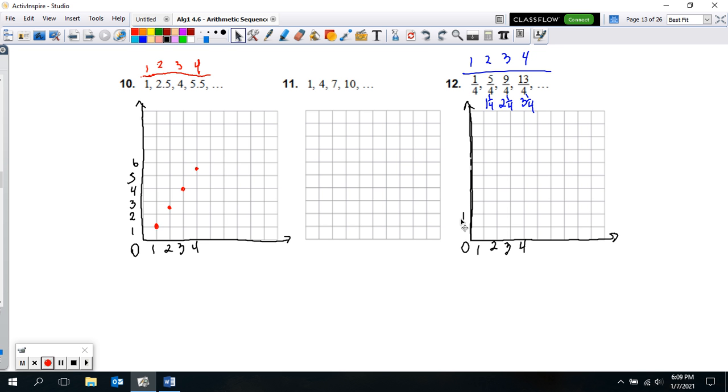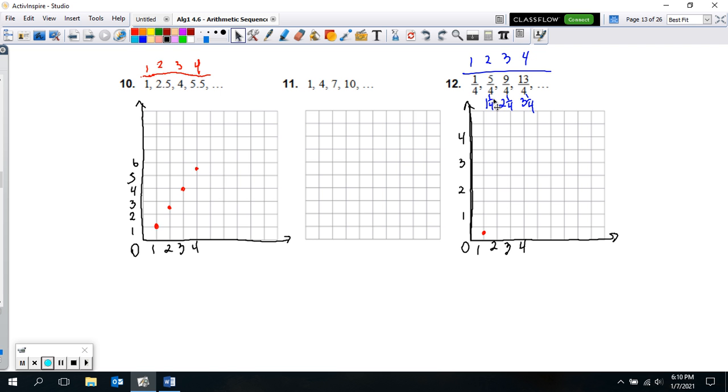So go up 2 boxes, there's 1. 2 more boxes, there's 2. 2 more, there's 3. And 2 more, there's 4. So every box here is going to be a half. Half and 1, 1.5, 2, 2.5, 3, and so on. So for our 1/4 here, for 1, we're going to go up 1/4. So this is half. 1/4 is half of a half. We're going to be right there.